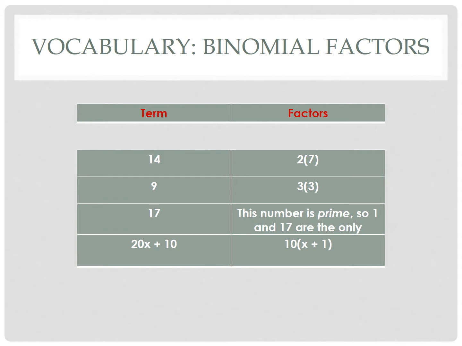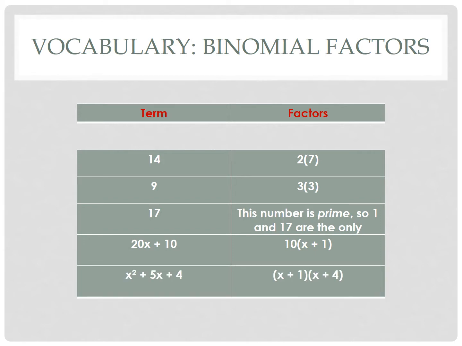Here's another example. We have terms here, 20x plus 10, and 2 numbers that have been multiplied are 10 and 2x plus 1. Those are the factors of 20x plus 10, because they've been multiplied together to generate 20x plus 10. Therefore, if we have a trinomial, which is a polynomial with 3 terms, it most likely has two binomial factors, or two terms that have been multiplied by one another, that generate the trinomial. You will learn to do that today.